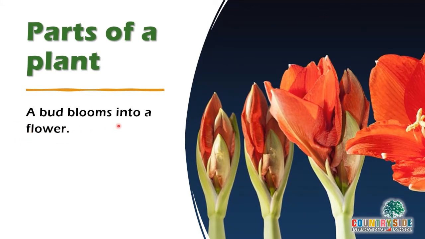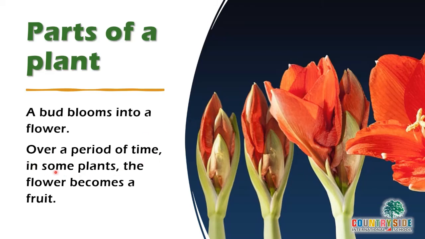A bud blooms into a flower. Now, whenever you see a plant, initially you will find such a type of bud, kali, which blooms and becomes a flower like this. Over a period of time, in some plants, the flower becomes a fruit. So first it is a bud, slowly it becomes a flower, and then it becomes a fruit. But this happens only in few plants.